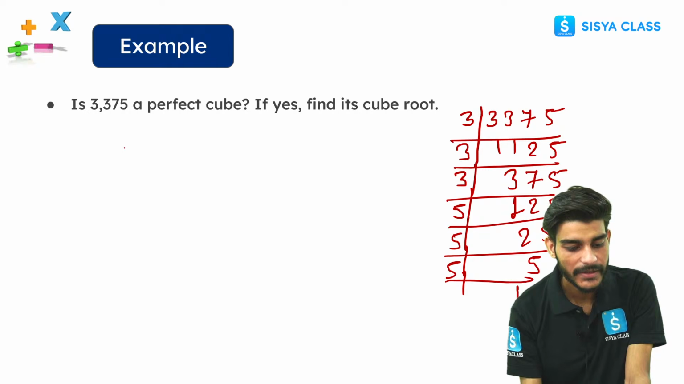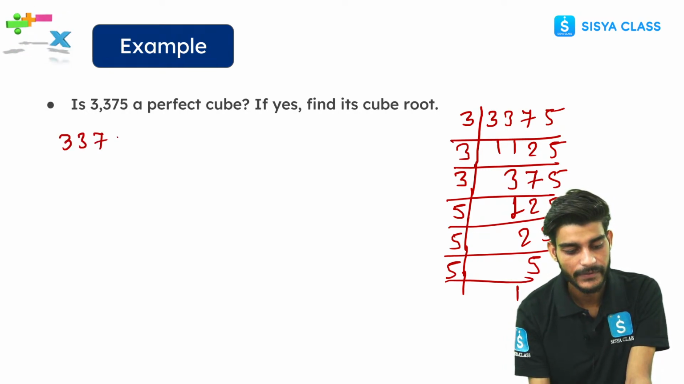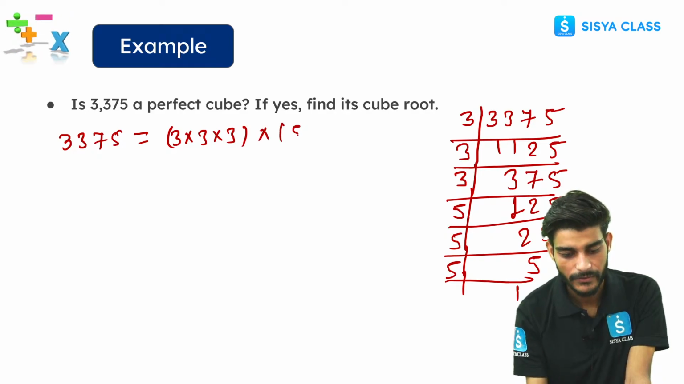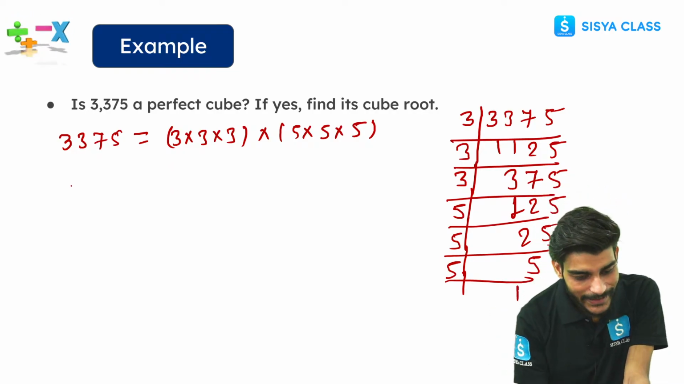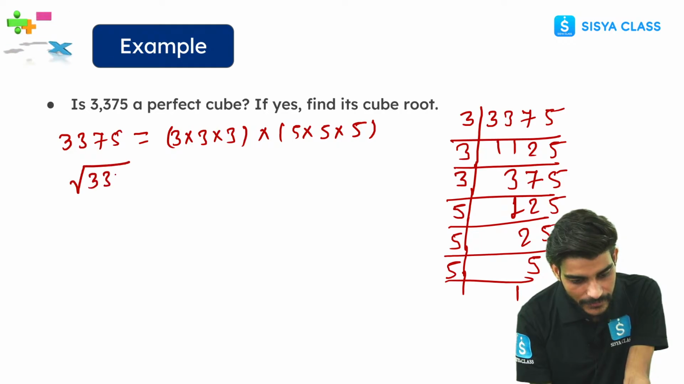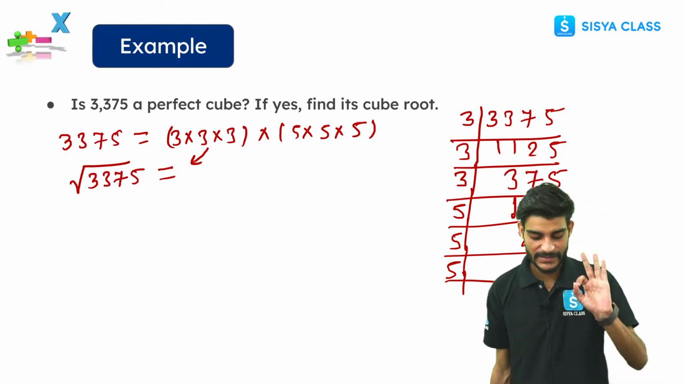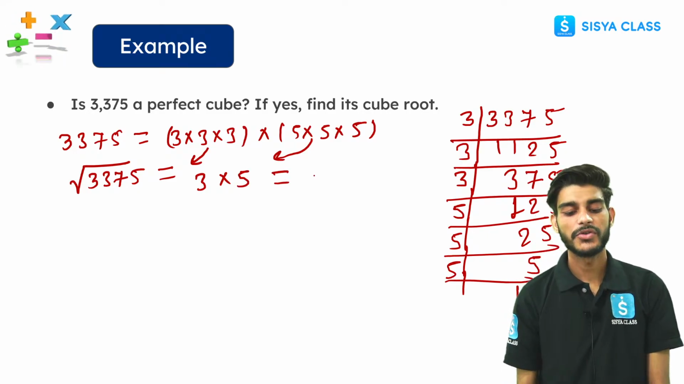So I can write 3375 in a triples form of prime factors, right? So 3375 equals 3 into 3 into 3, this is one triple, and 5 into 5 into 5. If you have to find the cube root of 3375, I'll pick one number from these triples, that is 3, and one number from these triples, that is 5. So 3 into 5 equals 15.